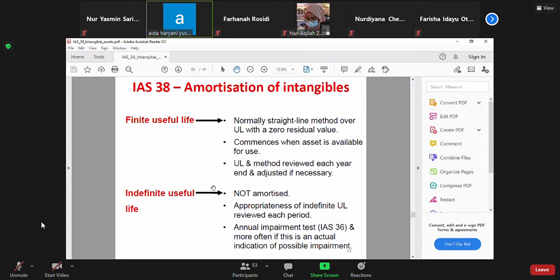each year, and tahu useful life of the development cost, then you should not amortize it. Letak je lah dekat dalam SOP. Okay, appropriateness of indefinite useful life review each period. So kita kata useful life of the anti-vaccine punya research and development cost tu akan jadi lama lah sebab vaksin tu still ada. Annual impairment test IAS 36 and more often if there is an actual indication of possible impairment.